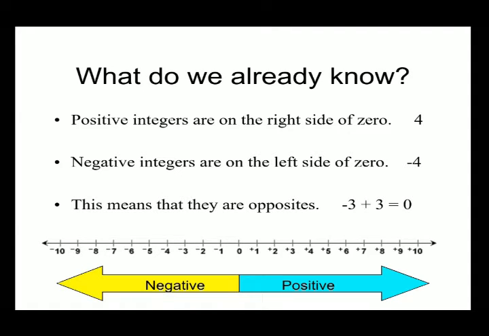And this means that they are opposites. Minus 3 plus 3 is equal to 0. Whenever the sum total of two numbers is 0, then those two numbers are opposites of each other.